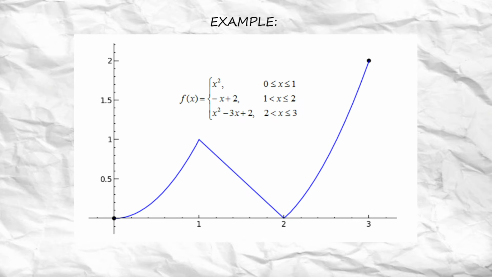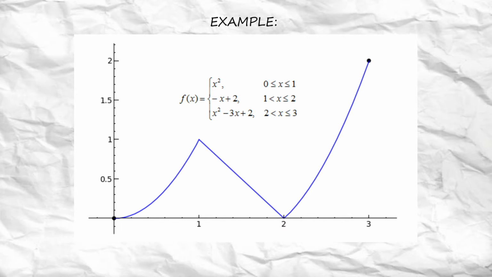For an example of continuity, f(x) for the first plot is x squared, such that x is greater than or equal to 0 but less than or equal to 1. The second plot is negative x plus 2, such that x is greater than 1 but less than or equal to 2. The third plot is x squared minus 3x plus 2, such that x is greater than 2 but less than or equal to 3.